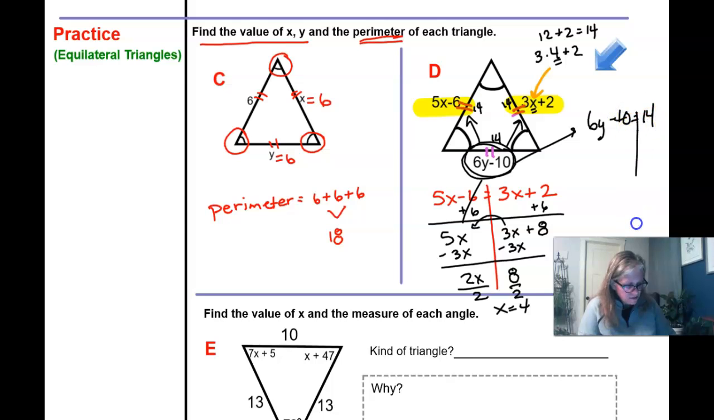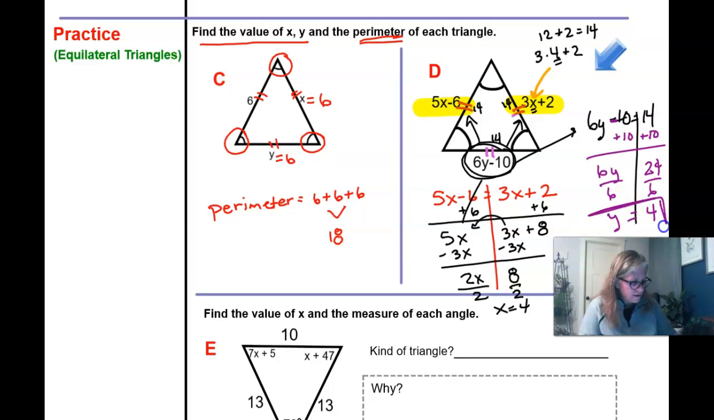And again, I'm going to solve that. Plus 10. Remember, that's a minus. I dropped my pen there. Plus 10. 6y equals 24. Divide by 6. And I get y equals 4.